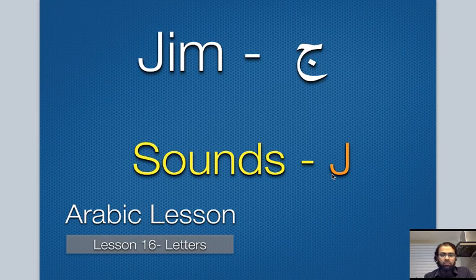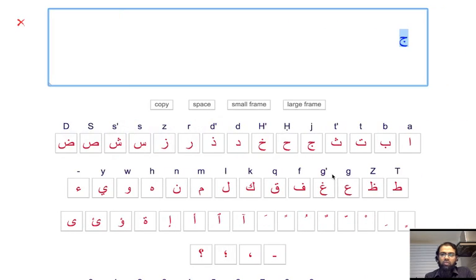Okay, so let's have a look at how Jim is written in a word, whether it is at the start, the middle, or the last letter of a word. Okay. So the isolated form of how Jim is written is this. Okay. So the first example I'll be using is the word Jamalun, which actually means a camel in English. Okay. So Jim, Fatha, Mim, Fatha, Ma, and Lam with Tanween of Dhamma, so Jamalun.